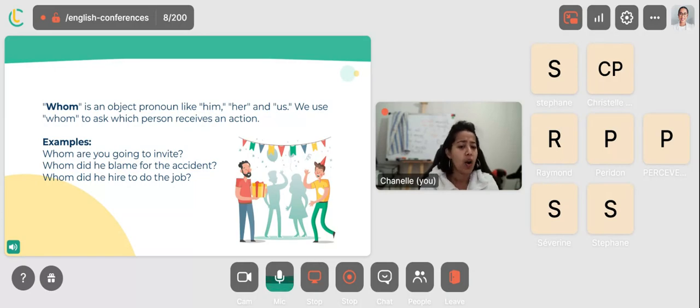Whom is an object pronoun, like him, her, and us. We use whom to ask which person receives the action. Whom are you going to invite? Whom did he blame for the accident? And whom did he hire to do the job? So as you see, you can replace it with who as well. Who are you going to invite? Who did he blame for the accident? Who did he hire to do the job?